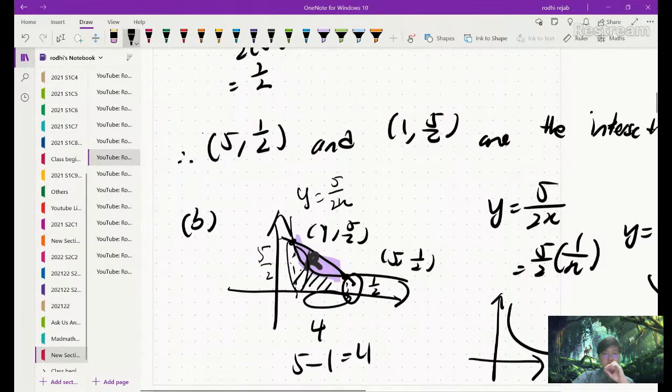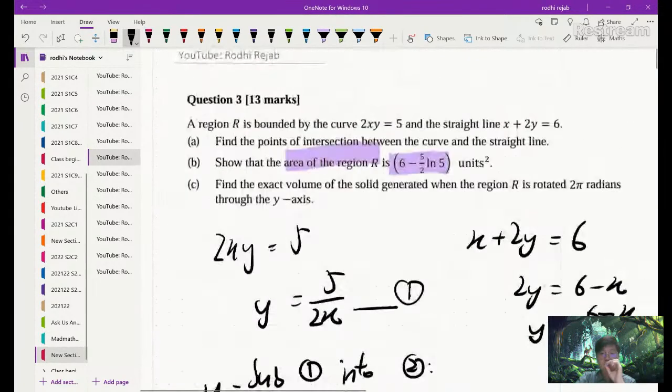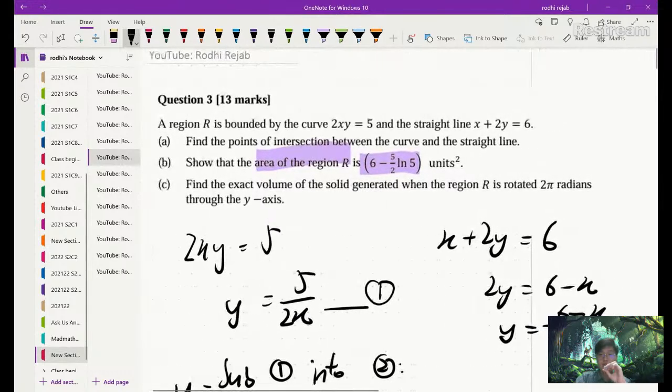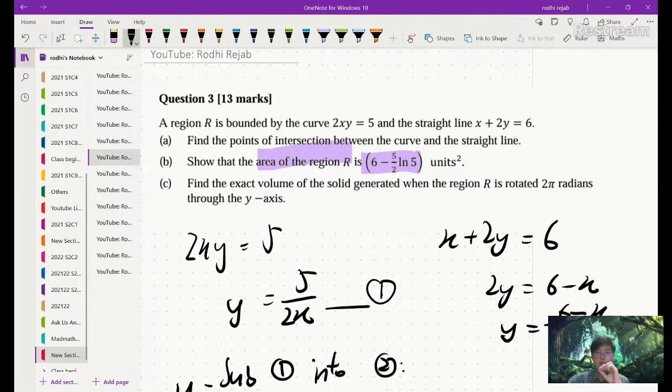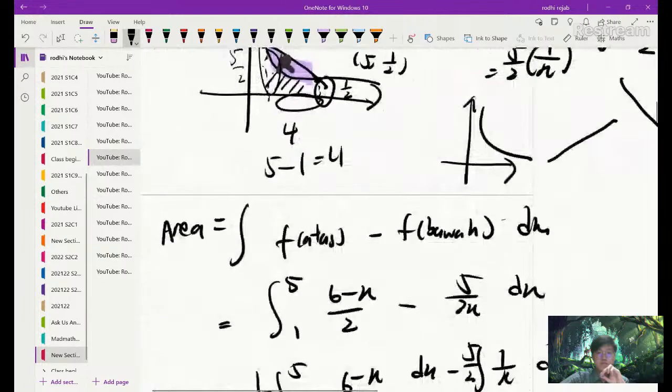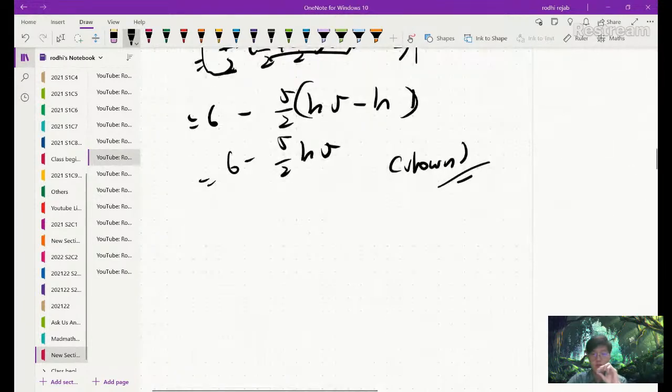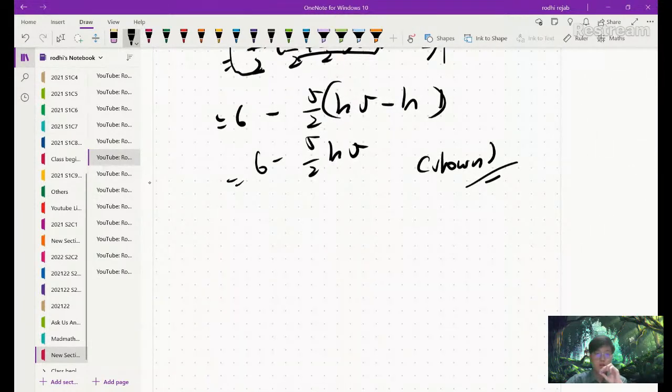Okay. Question C: find the exact volume of the solid generated when the region R is rotated 2 pi radians through the x-axis. This question already tells us to rotate through the x-axis, which means we have to use pi y square. Question C.